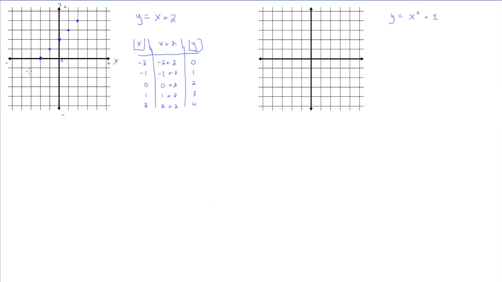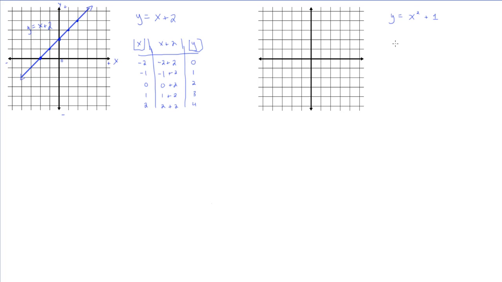Okay, and we can make our line. We can make our line like this. If we just draw that line continuing through, we're going to end up with a line that looks like this, and that gives us y is equal to x plus 2. All right. Let's do the same thing over here.